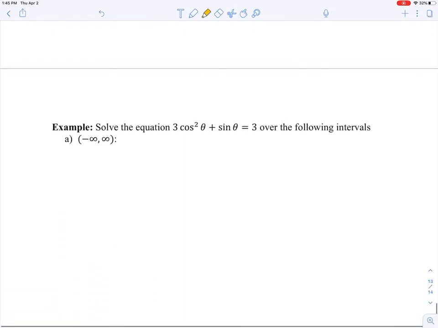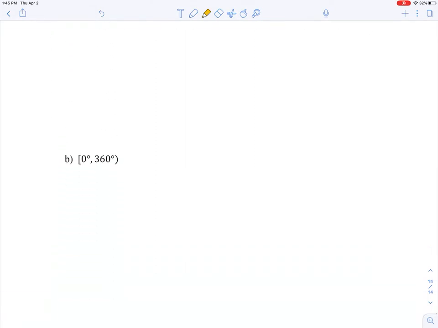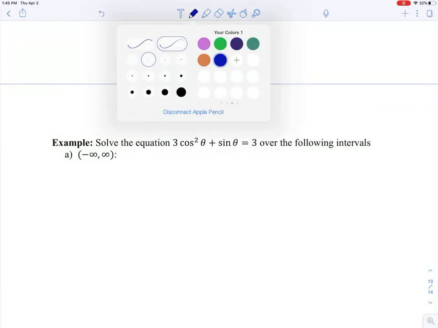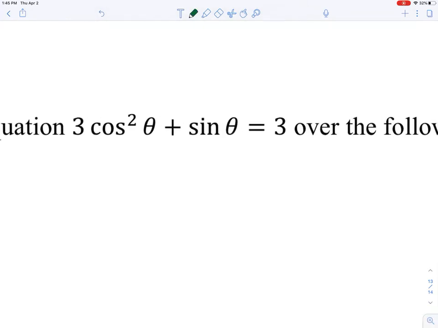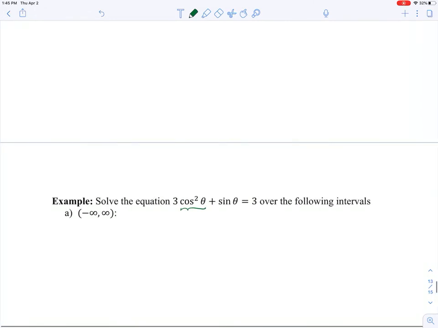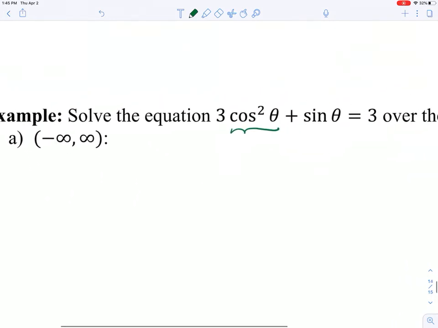Okay, so that question was only asking for the general solution set. This last example is asking us for the general solution set, and then the solutions over the interval from 0 to 360. So let's use green. All right, notice that we have sines and cosines. So what sticks out to me is that I could use the Pythagorean identity to rewrite cosine squared as 1 minus sine squared.